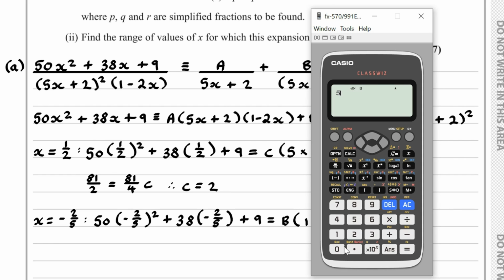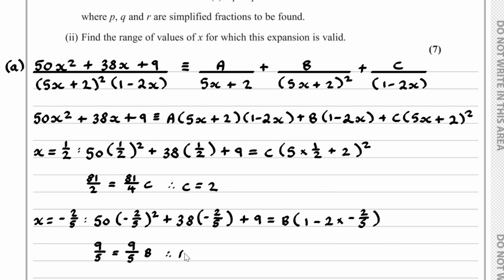So we've got 50 lots of this squared plus 38 lots of this plus 9. We get 9 over 5 equals, well, here we've got 1 minus 2 times by minus 2/5. So here we get 9 over 5b on the right hand side. Of course, b is equal to 1.